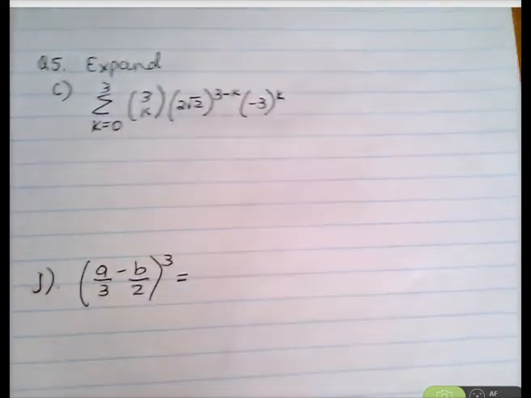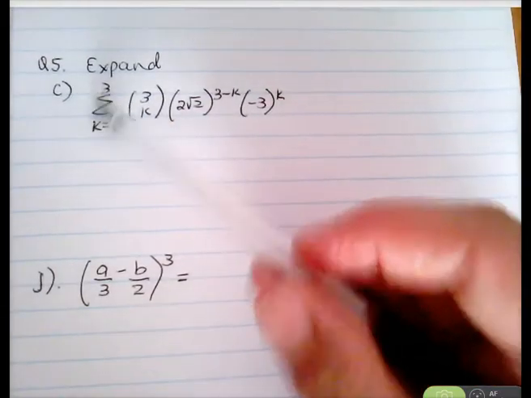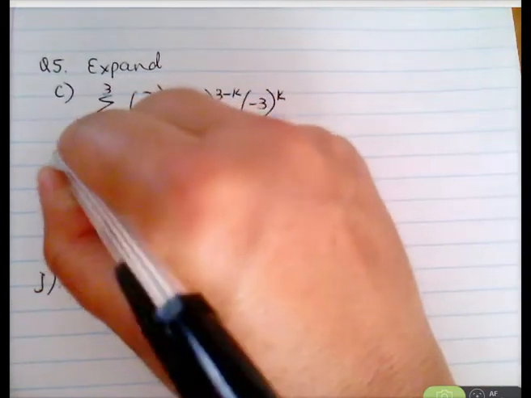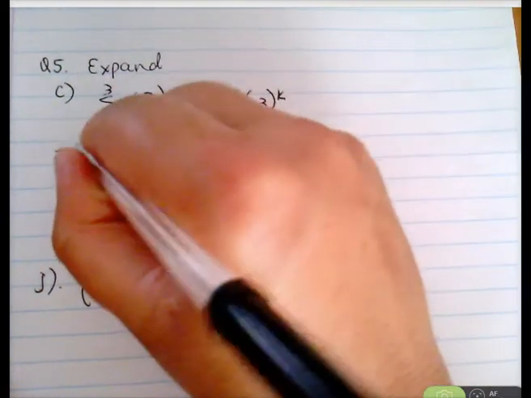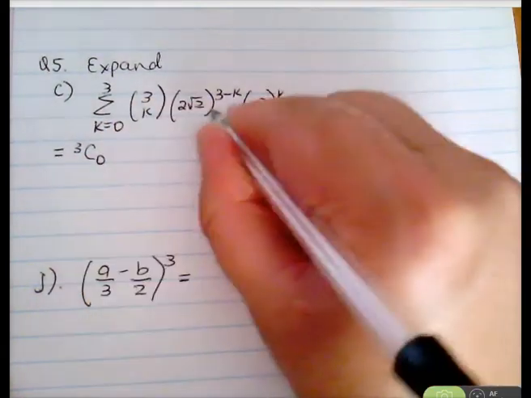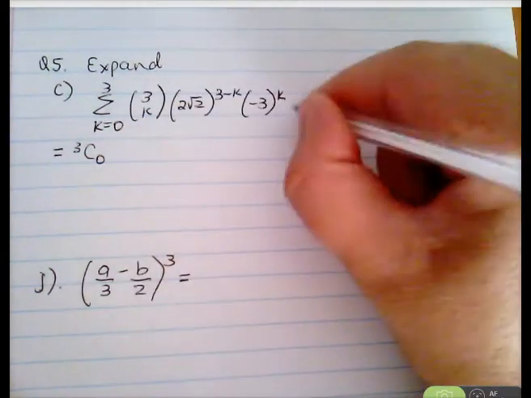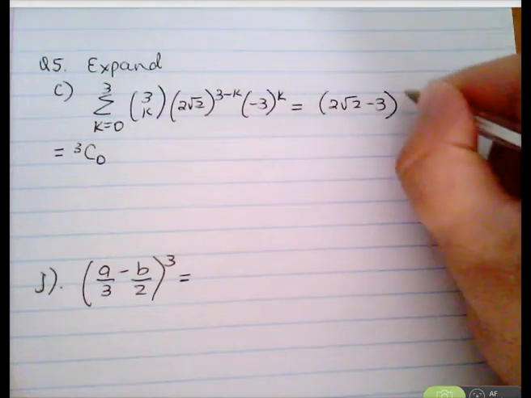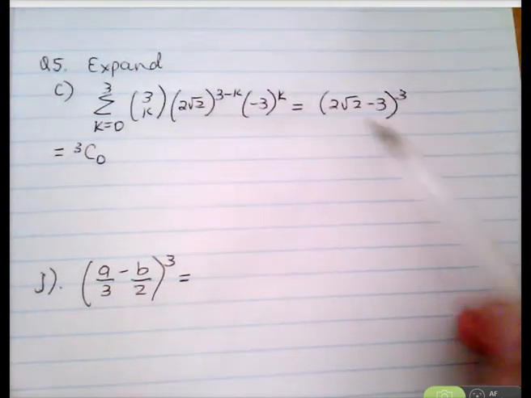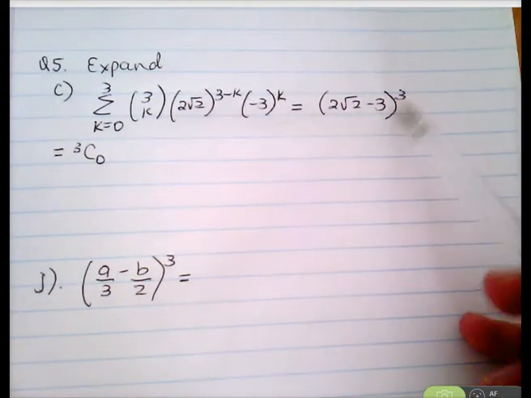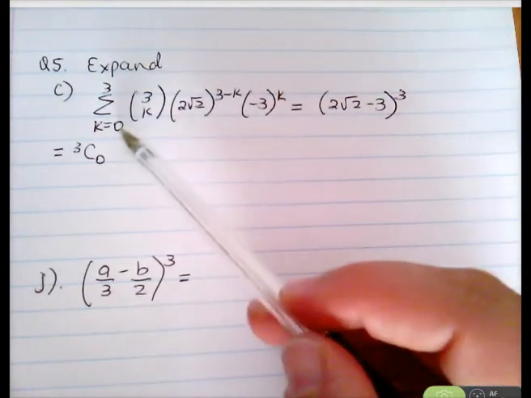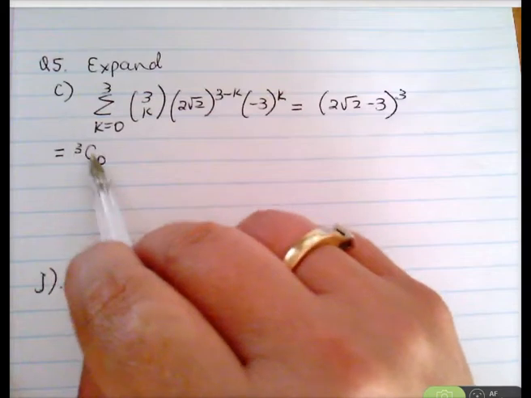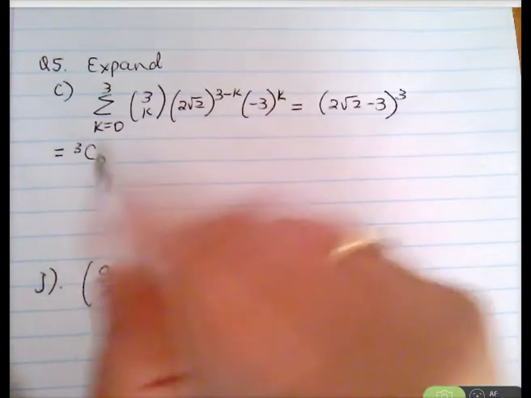Okay, question 5, we're just expanding, doing two examples, 5c and 5j. So we've got 3 choose 0. Remember, this really is the expansion of 2 root 2 minus 3 cubed. So I'm doing the binomial expansion of 2 root 2 minus 3 cubed. That's just in sigma notation. So the first term will be 3 choose 0, or I'm writing it in combination notation, not choose notation.